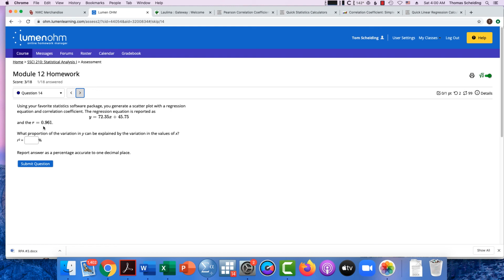Now I'm doing the opposite. Take the square of this, and that's your R squared. Square it.